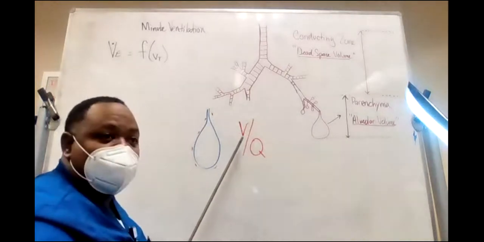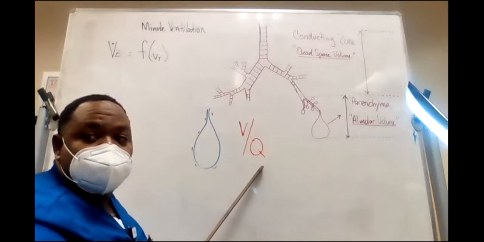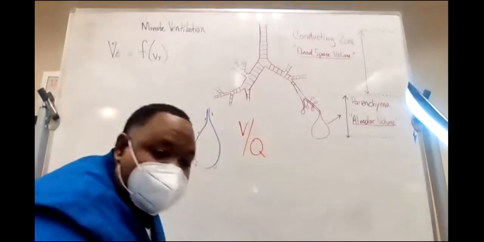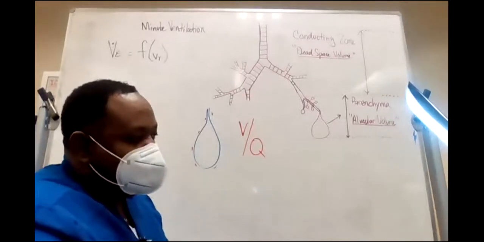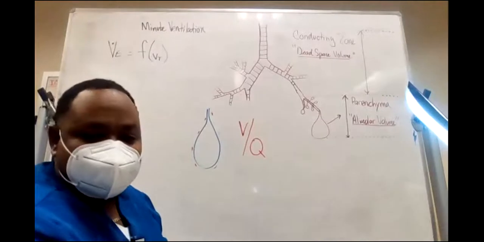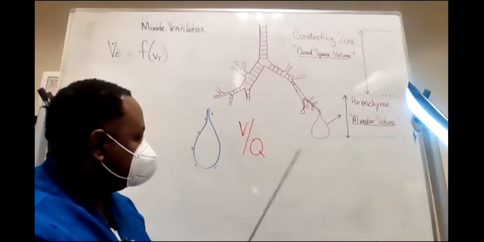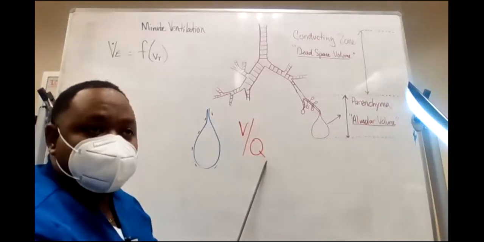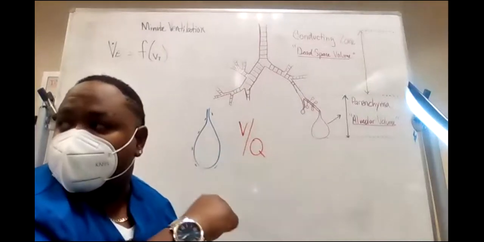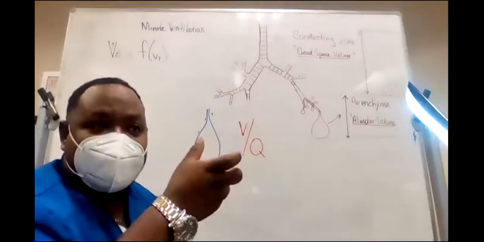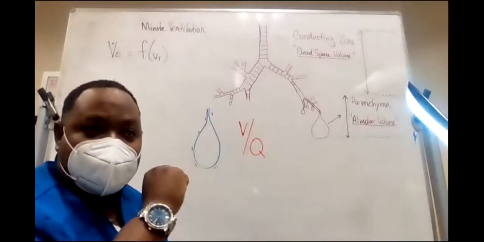You said V is the alveolar volume and Q is what? What is Q, Kelsey? Michaelin? It would have to be the blood, the arterial blood. Yeah, the perfusion. Ventilation to perfusion. VQ is ventilation to perfusion. We need to have 4 to 5. 4 liters of alveolar ventilation to 5 liters of cardiac output.